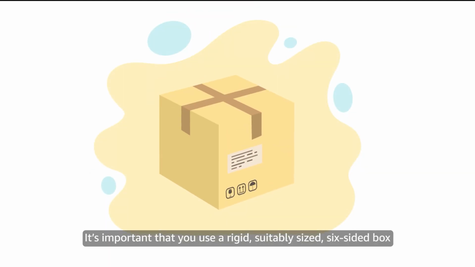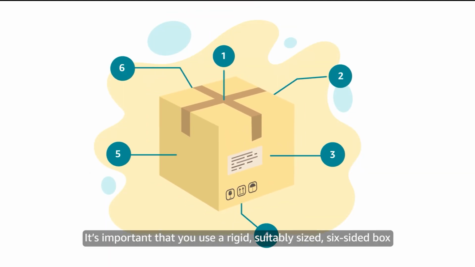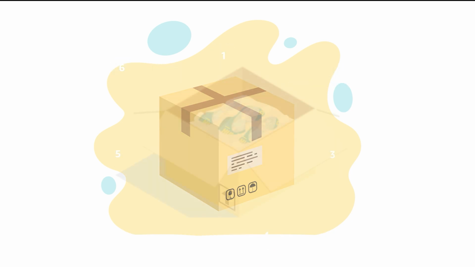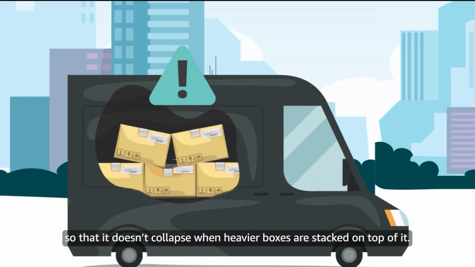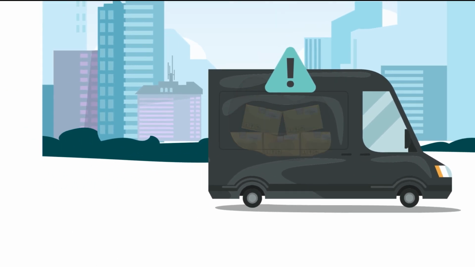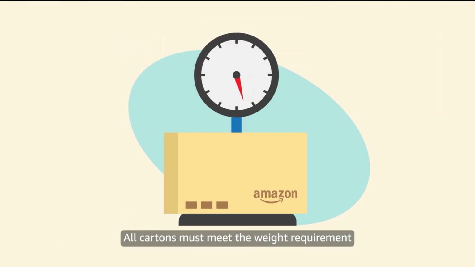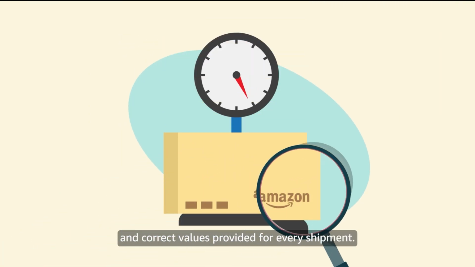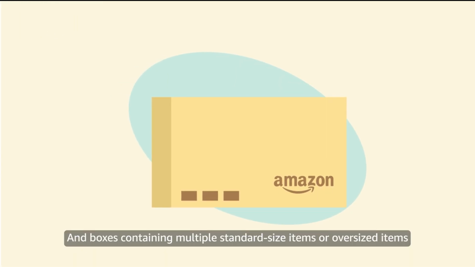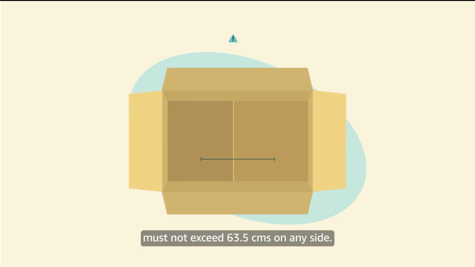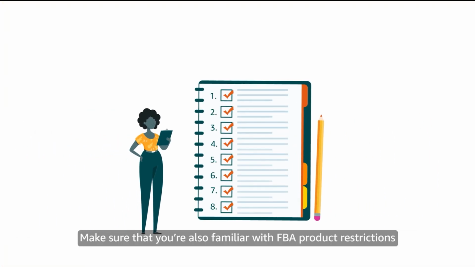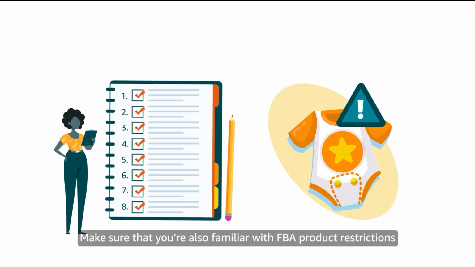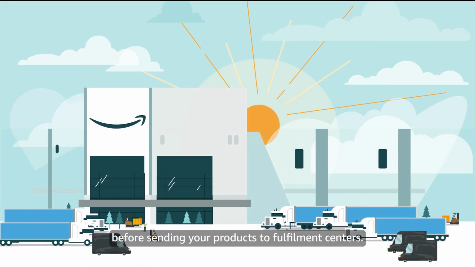It's important that you use a rigid, suitably sized, 6-sided box with its flaps intact. The box must be filled with enough packing material so that it doesn't collapse when heavier boxes are stacked on top of it. All cartons must meet the weight requirement and correct values provided for every shipment. And boxes containing multiple standard size items or oversized items must not exceed 63.5 centimeters on any side. Make sure that you're also familiar with FBA product restrictions before sending your products to fulfillment centers.